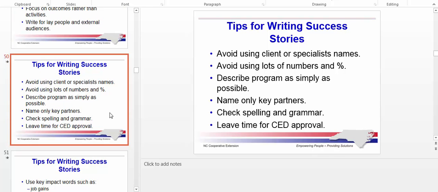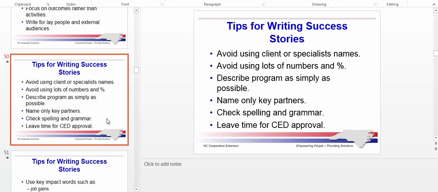Avoid using clients or specialist names. Avoid using lots of numbers and percentages. Describe it as simply as possible. Name only the key partners. Check for spelling and grammar. And leave time for the CED to approve.